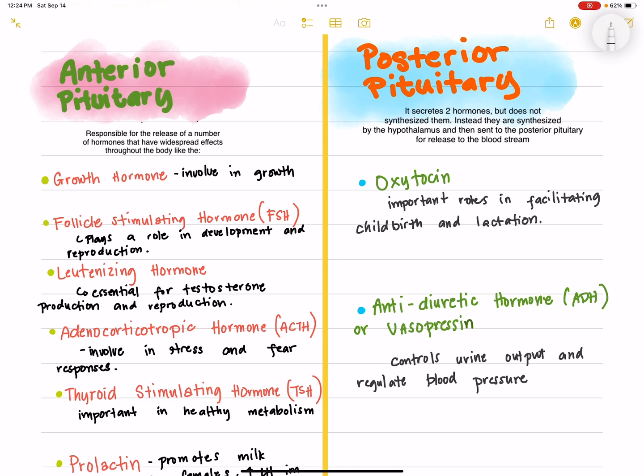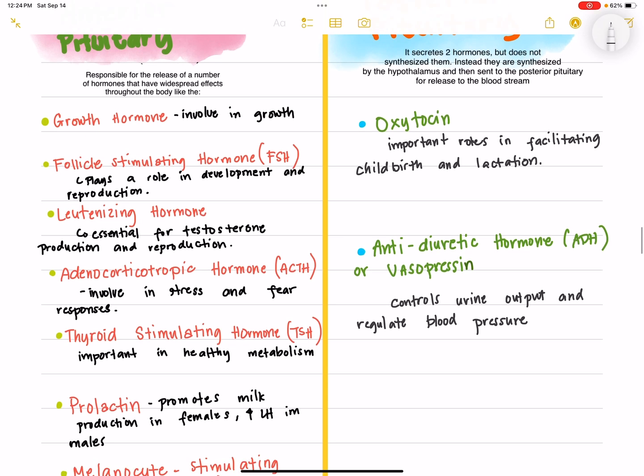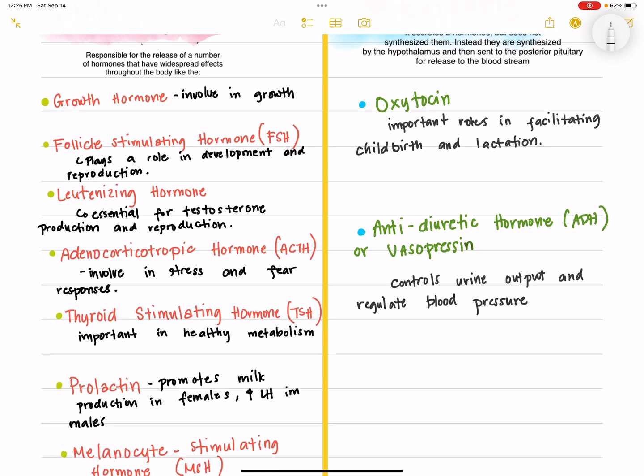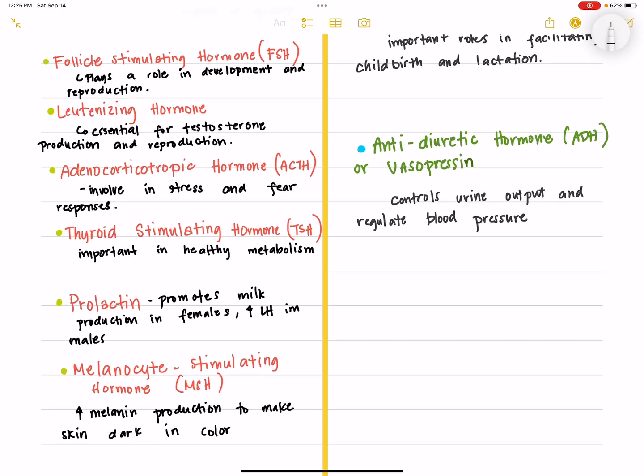Okay? So, ang example sa anterior danay kita is the growth hormone, which is involved in growth, of course. From the growth hormone itself, nga ngalan, involved na siya sa aton growth. So, the follicle-stimulating hormone or FSH plays a role in development and reproduction. And luteinizing hormone or ang LH, essential for testosterone production and reproduction. And adrenocorticotropic hormone or ACTH involves in stress and fear responses. And the thyroid-stimulating hormone or ang TSH, di ba na-mention ko na gina ang TSH? So, important in healthy metabolism.